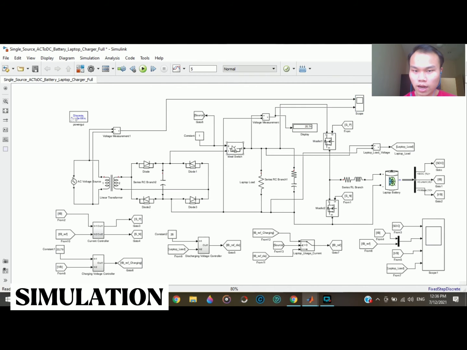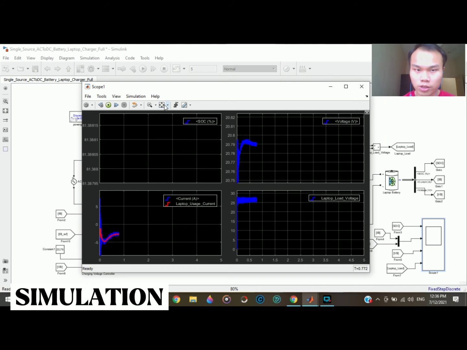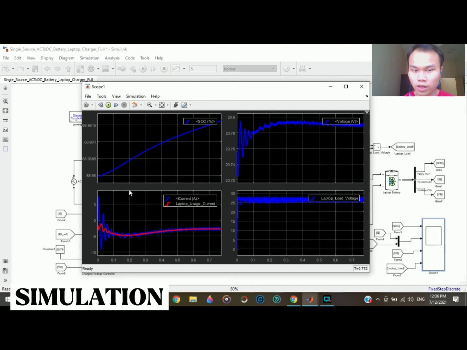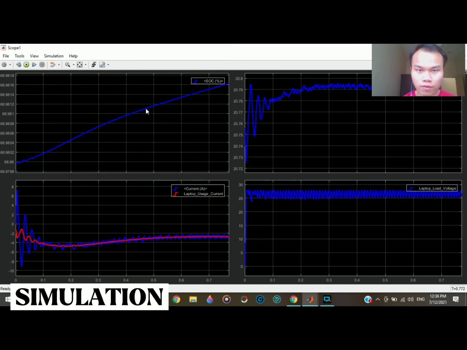Over here, I have a main switch and a dual MOSFET switch, and I'm using a load of 6 ohms, and then there's an RC series branch and RL. So this is the main switch. When I'm giving it 1, it's going to charge. As you can see here, the battery is going to charge, and the state of charge is increasing, and the laptop load voltage is around 25 to 27, and then the current will be charging at negative 3 ampere.